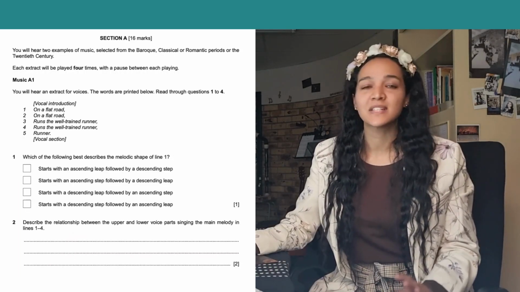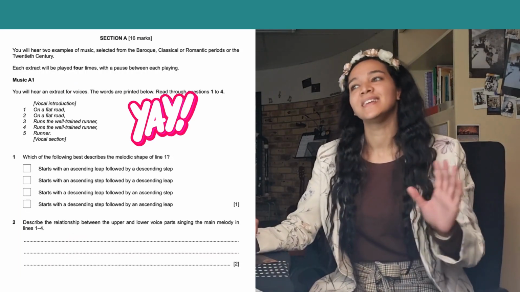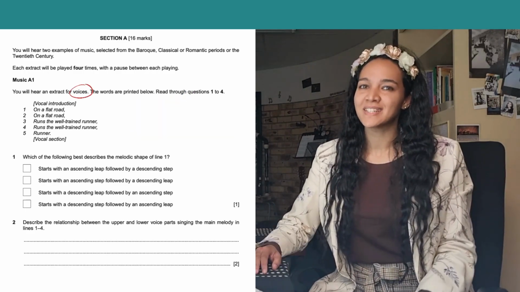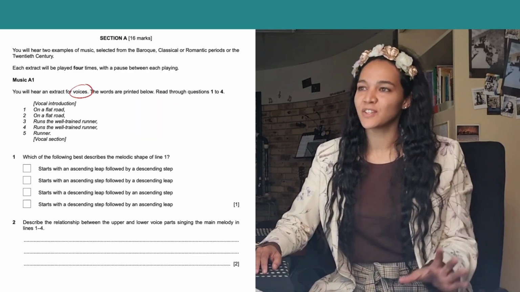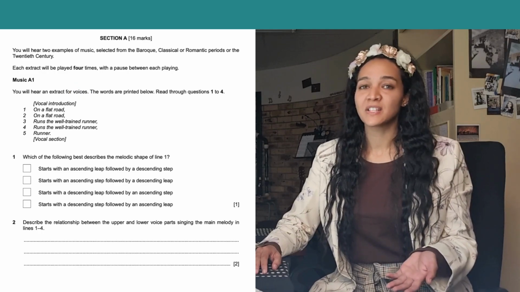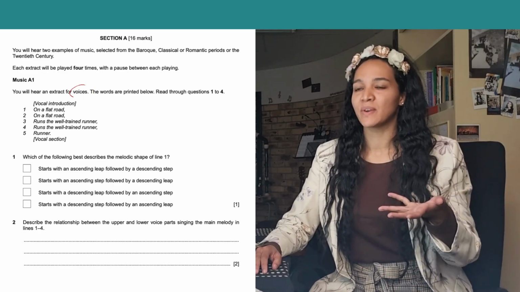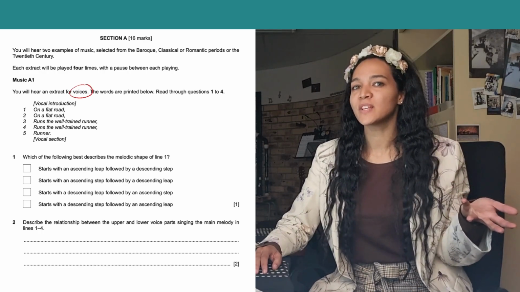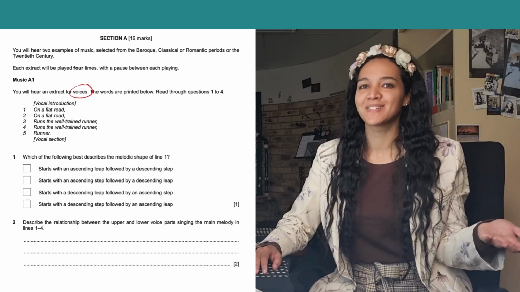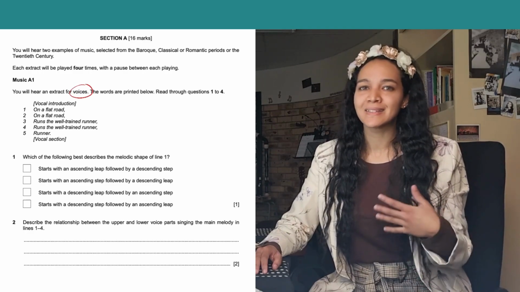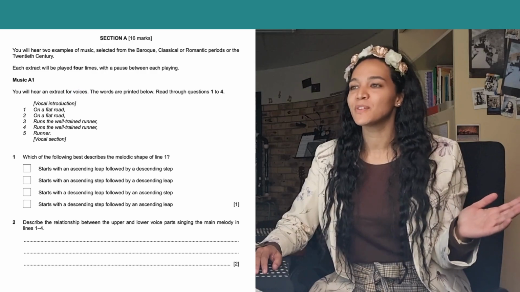First things first, they do tell us that we will hear an extract for voices. Yay! They do have printed English lyrics for us. Very interesting. So we have 5 lines of lyrics there. We can go ahead and read it either before the extract plays, because we do have some program silence on the CD, or while the extract plays. But here we go into the questions.